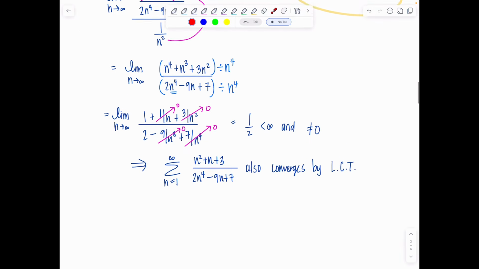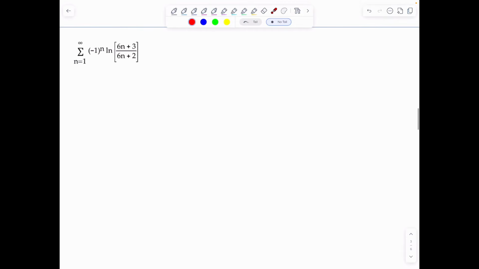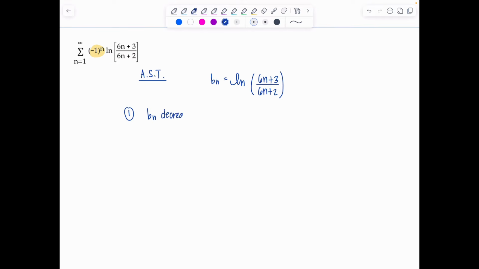Okay, let's look at another example. You guys tell me, what test should I use? As soon as I see this -1 to the n, I just think, oh my goodness, it's probably time for the alternating series test, AST. All right, so Bn is everything without that alternating part. So B sub n is natural log of 6n plus 3 over 6n plus 2. Okay, and I have to check two things. First, I have to check, is Bn decreasing? There's a few ways to do this.